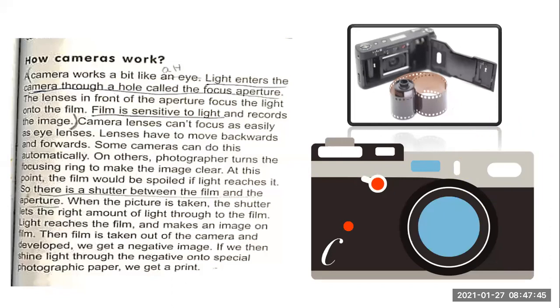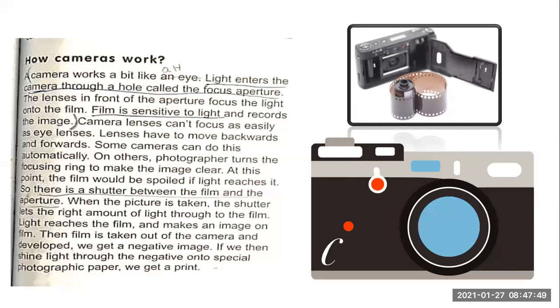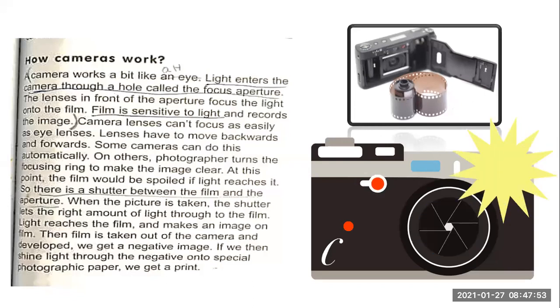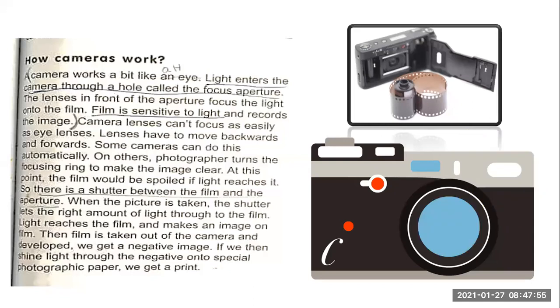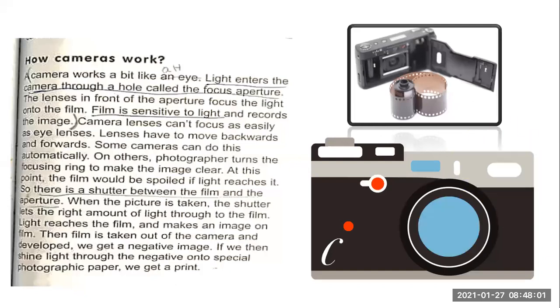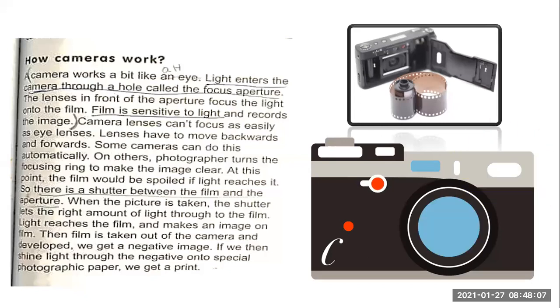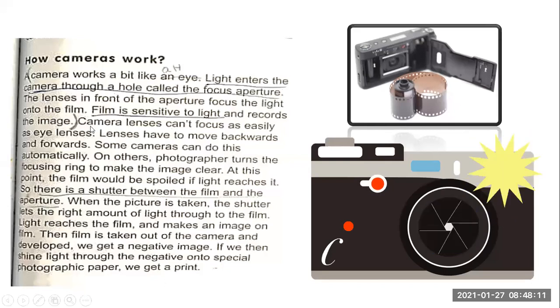What happens when light falls into it? It captures the scenery which appears in front of the mirror. This is really sensitive to light. And because it is sensitive to light, when light hits it, it records whatever is happening. So this is how a picture or a video is formed. So film is sensitive to light and records the image.